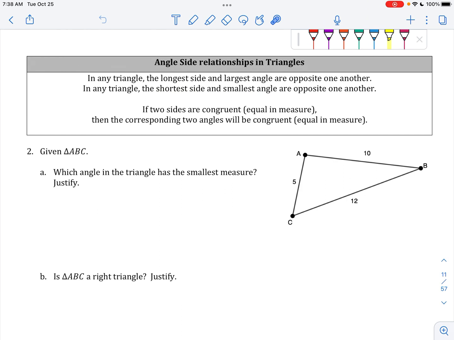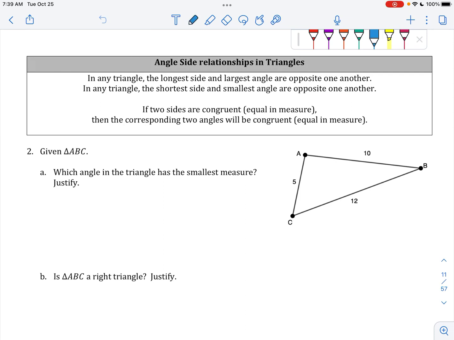And so anytime you have two congruent sides, they're the same size, then the two angles that are across from those sides will also be congruent. So let's take a look at this triangle right here. This triangle asks us to figure out which angle has the smallest measure, but they didn't give us any of the angles. Now I can't figure out what the actual measures of the angles are, but I can figure out which is the smallest and which is the biggest.